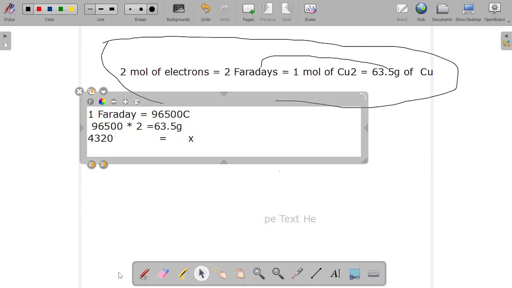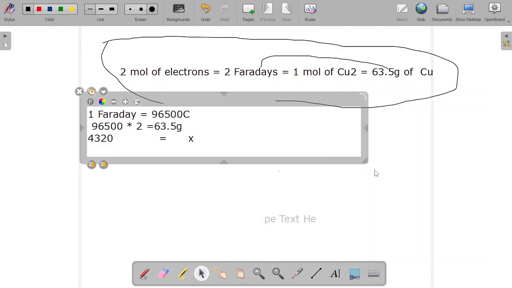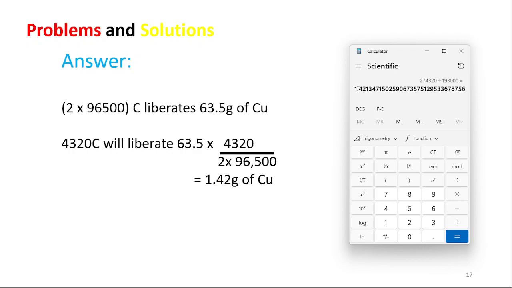So now we need to punch our calculator. 96,500 times 2 should give us 193,000. Okay, that's actually correct. So now we say 4320 times 63.5, divided by 193,000. So what do we get? We get this. So here is our answer. What's the answer gotten here? 1.42. So 1.42, that's actually very correct.